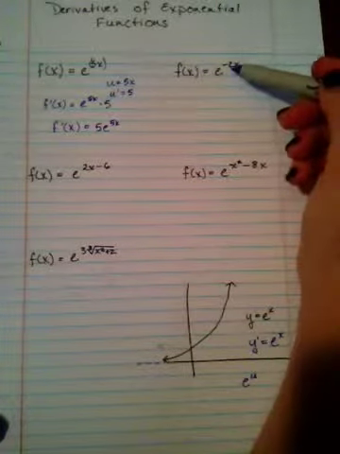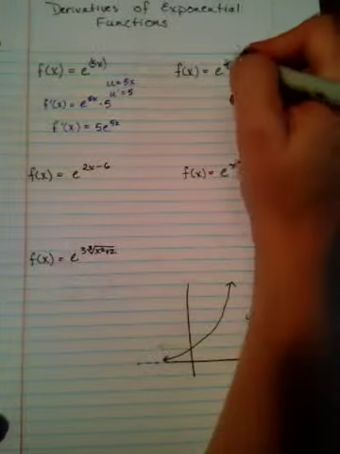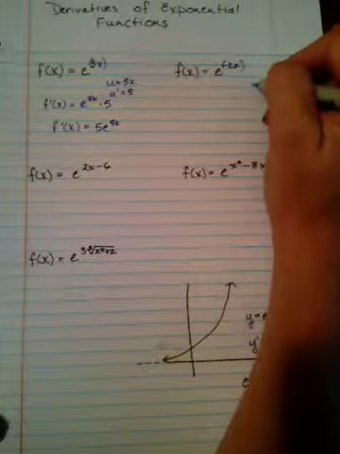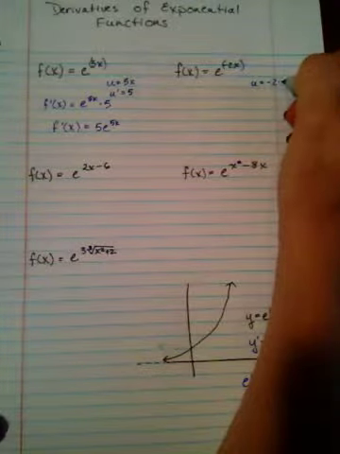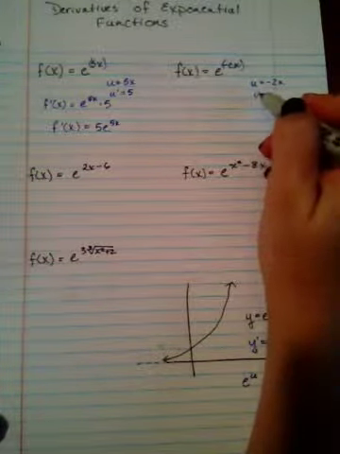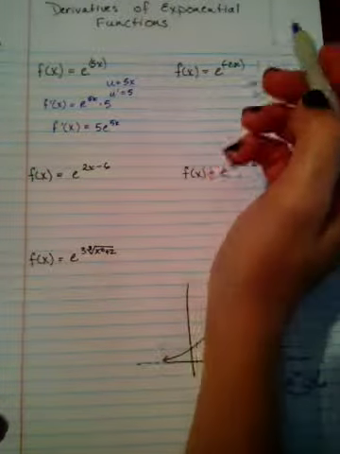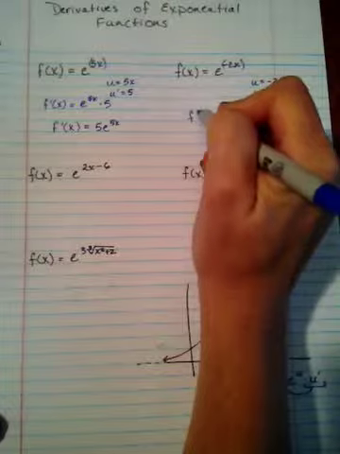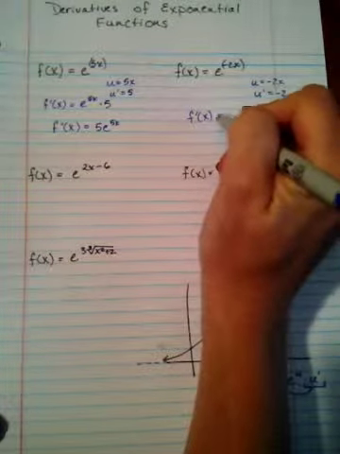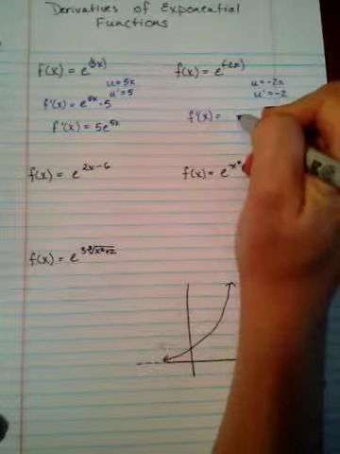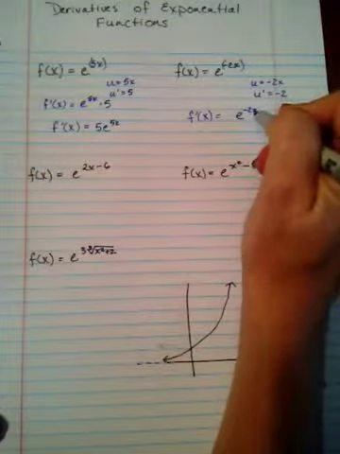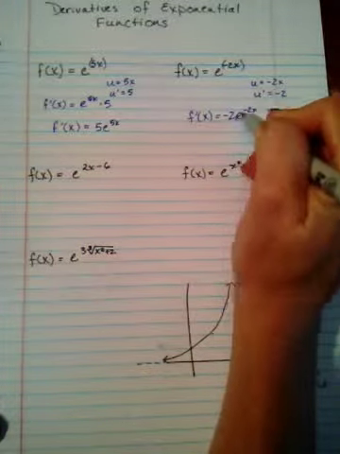For this problem, if you have an e to the negative 2x, my u equals negative 2x. So my u prime equals negative 2. So the derivative of this function will be f prime of x equals e to the u, e to the negative 2x times a negative 2, and I'll put it up front.